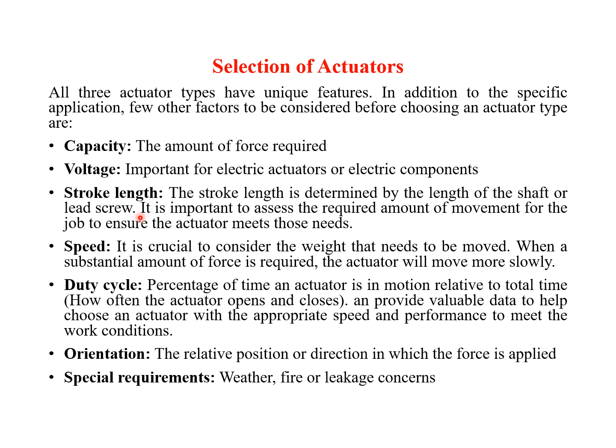This is the total distance the actuator can move, or the length of the shaft or the lead screw. Then speed, the speed at which the actuator moves, especially when considering the weight and the force required, is important for application performance. Then duty cycle. This refers to the percentage of the time the actuator is in motion relative to the total time, indicating how often the actuator cycles between on and off.